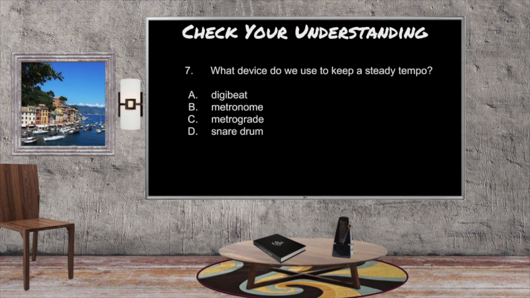Number 7. What device do we use to keep a steady tempo? A. A digibeat. B. Metronome. C. Metrograde. D. Snare drum. Number 8. Check all tempo markings slower than moderato. A. Vivace. B. Adagio. C. Grave. D. Andante.